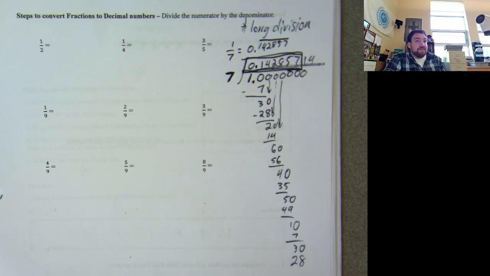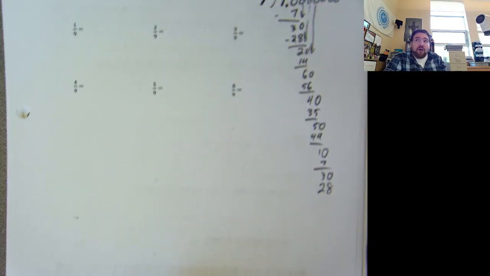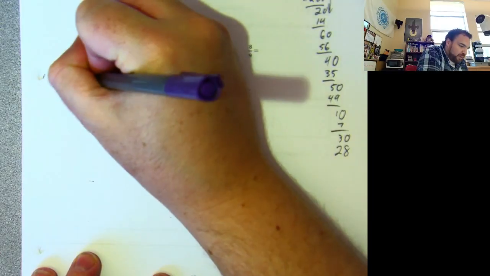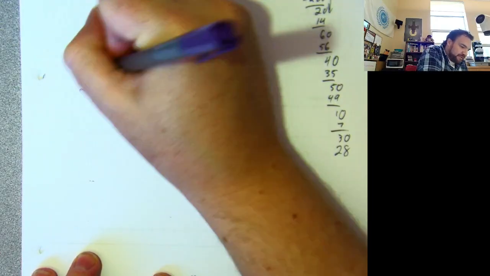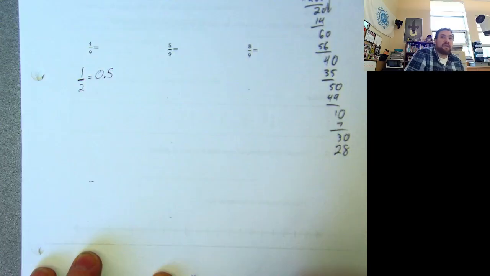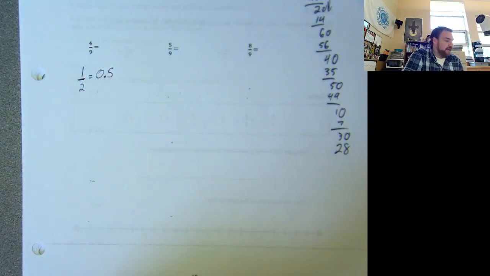There are, though, some nice fraction to decimal conversions that you should memorize if you haven't already. What are some fractions to decimals that you have memorized that are locked in your brain? 1/2. That's the one everyone always starts with. What is 1/2 as a decimal? 0.5. If it's not locked in, lock it in.